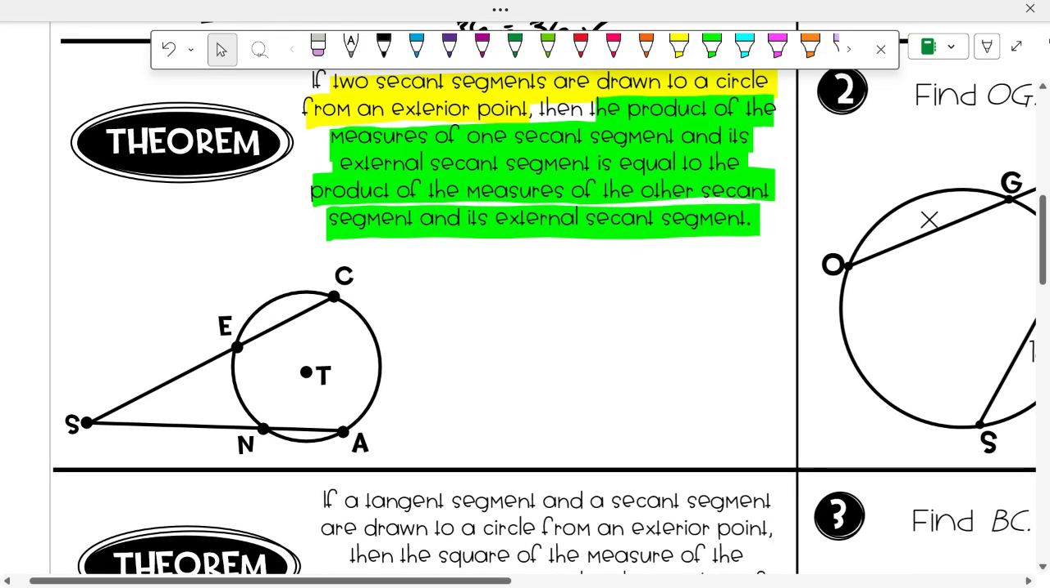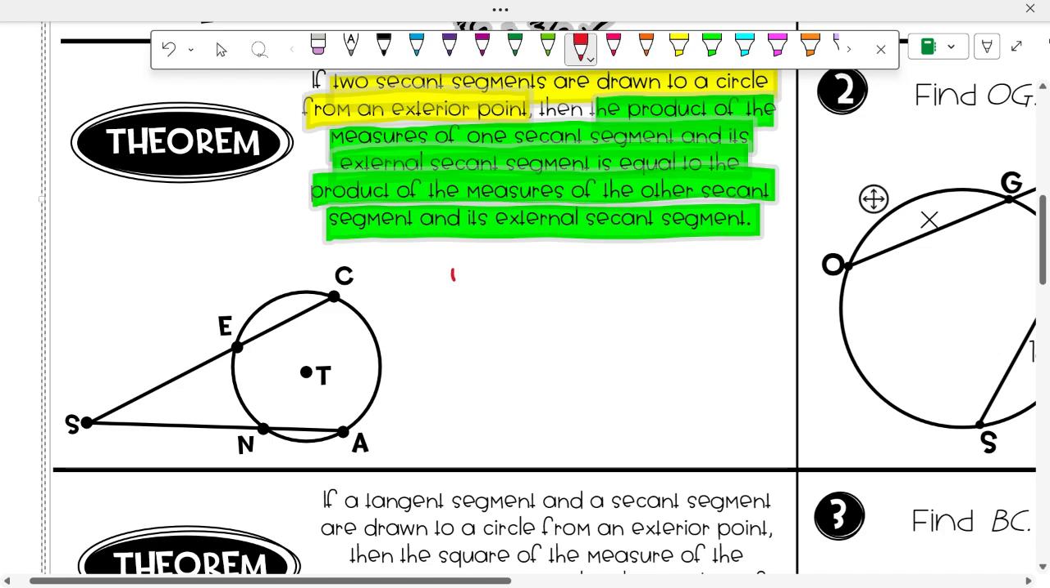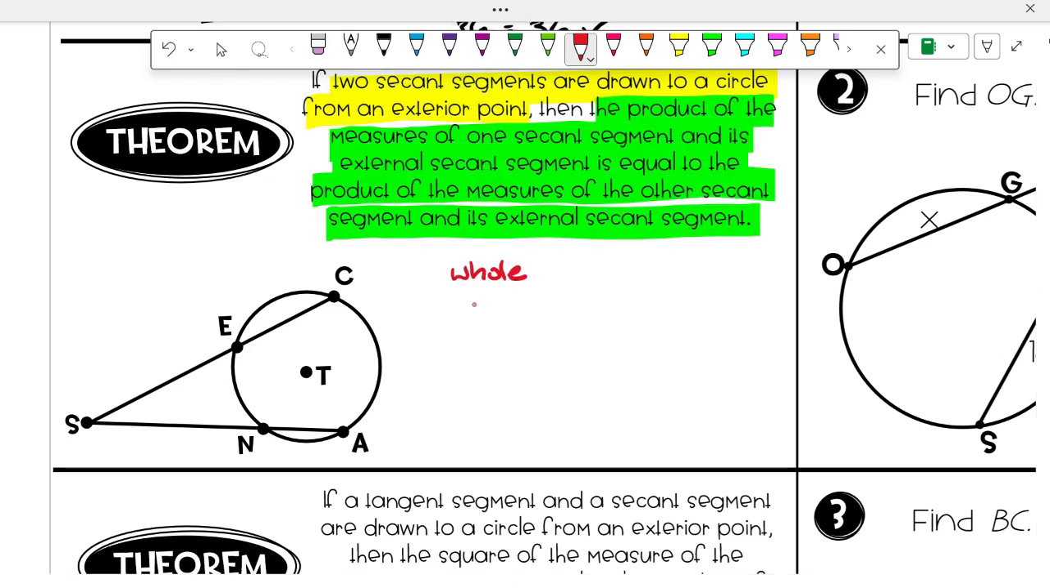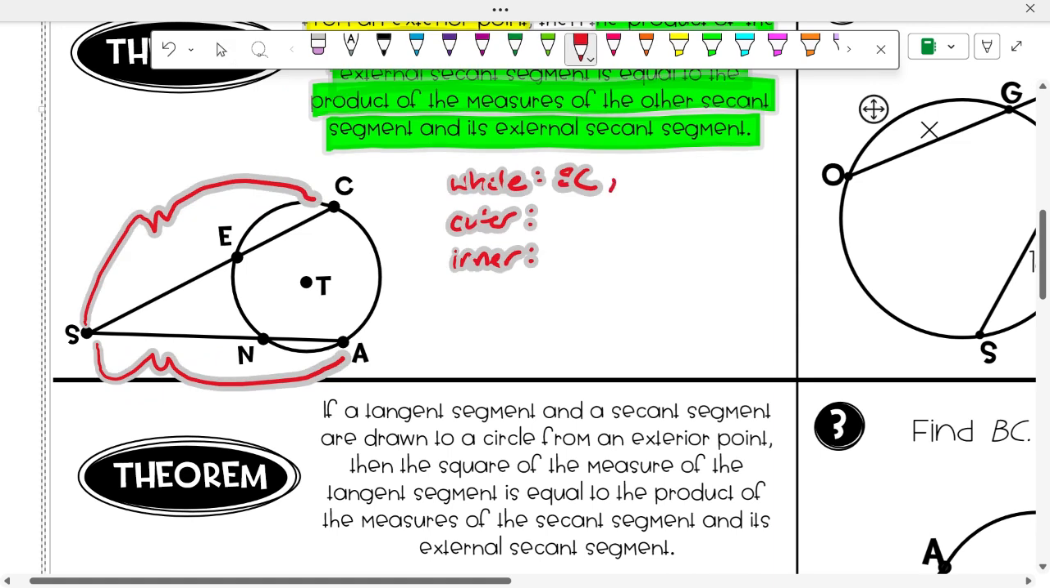So this is all about knowing the difference between the whole segment, the outer segment, and the inner segment. Just to wrap our brains around this, our whole segments are the whole segment from where they intersect to the end of the circle. So our whole segment would be SC, and what's the other whole segment? SA. Good.